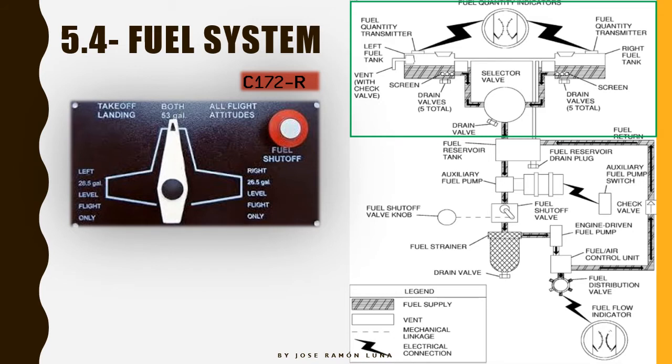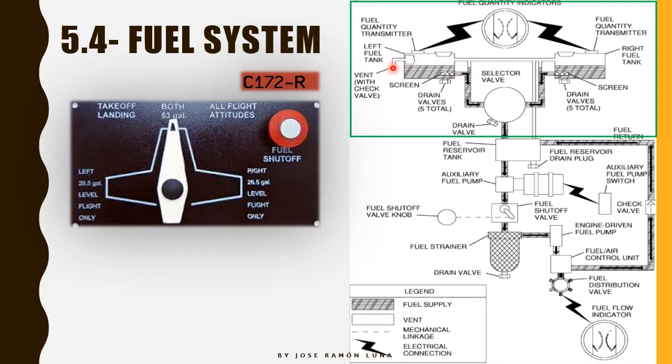But the basic part of the system is pretty much the same. So we have these two tanks. We have the right tank, the left tank, that goes to the selector valve. The selector valve is a bit different. We have left, right, both. And to shut it off, instead of putting it in the off position, we have this fuel shut off button. We have to pull it in order to cut all the fuel, okay? But the functioning is the same, okay?